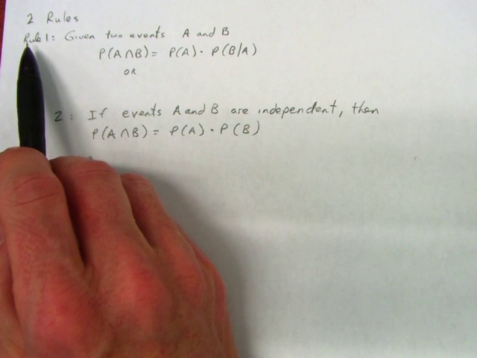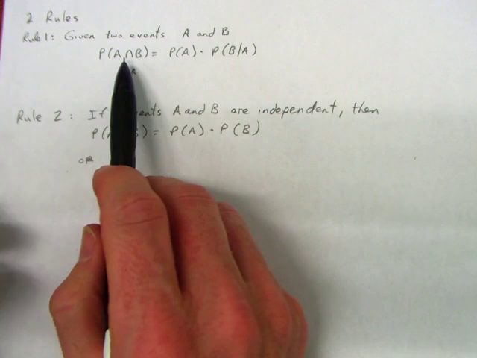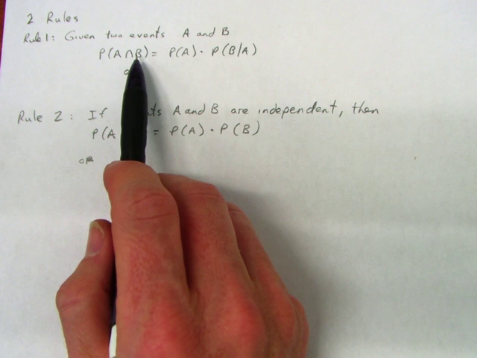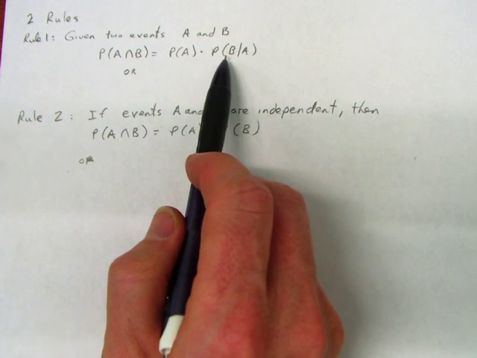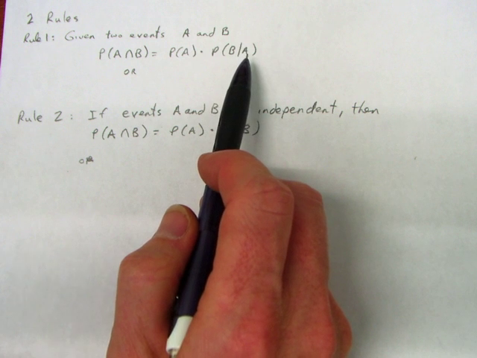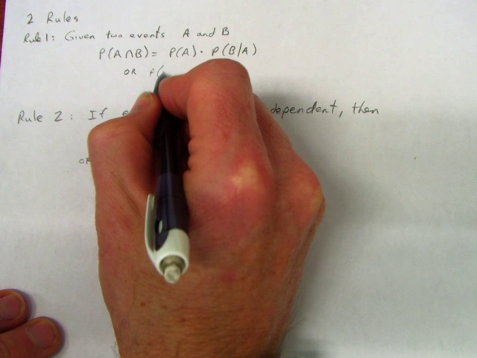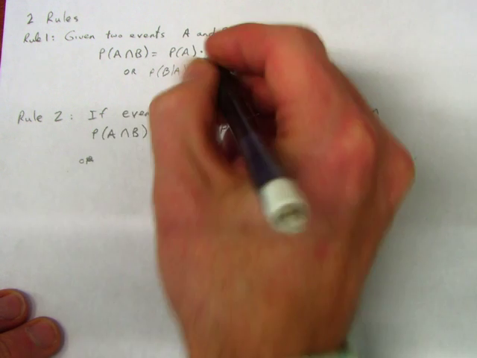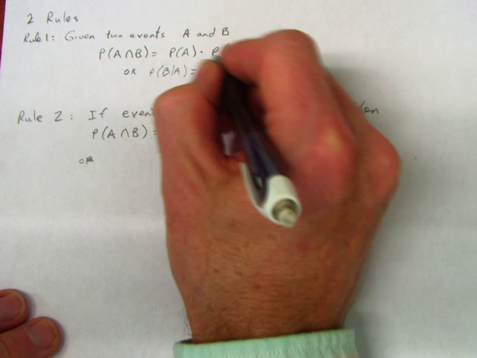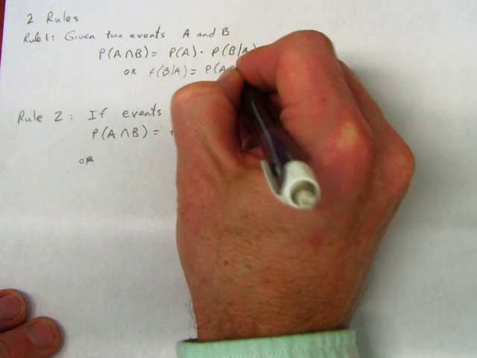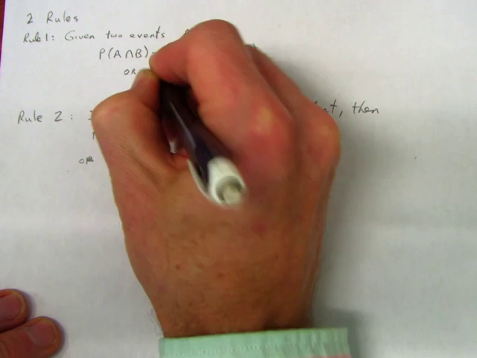Here's two rules. Rule 1. Given any two events, A and B, the probability of A intersection B equals the probability of A times the probability of B given that A has already occurred. We can solve this for the probability of B given A by just dividing both sides by the probability of A, so we'll have the probability of A intersection B divided by the probability of A.